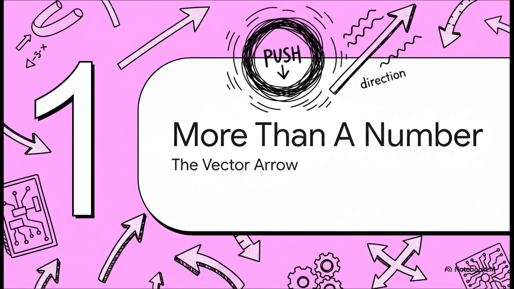To solve our little pushing problem, we need a new tool. So enter the vector. And the easiest way to think of it is just as an arrow. The length of that arrow tells us the magnitude, how hard the push is, and the direction it's pointing, well, that tells us the direction. Simple as that.